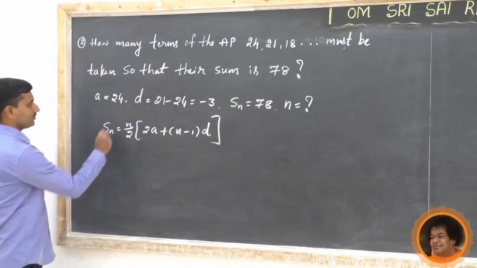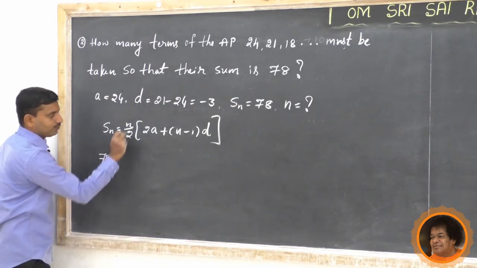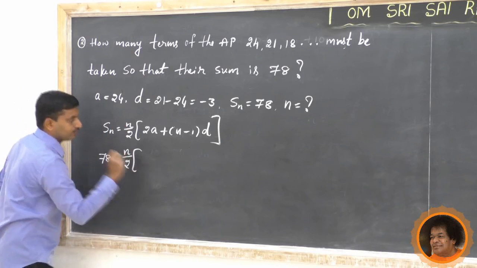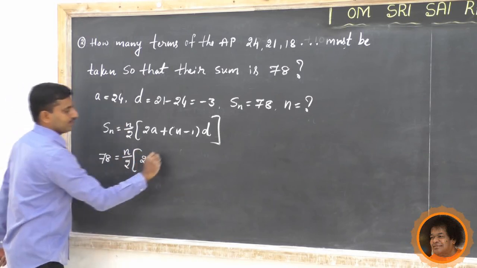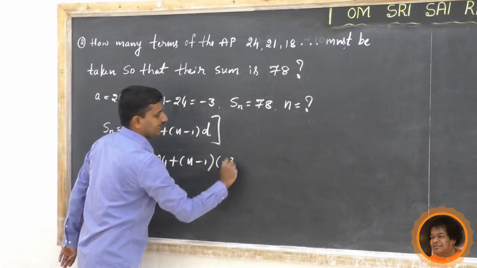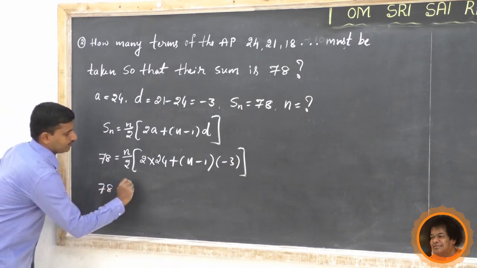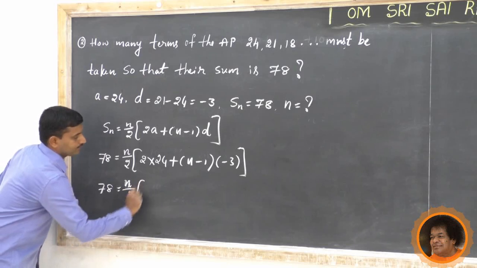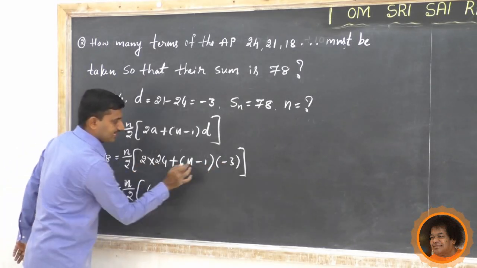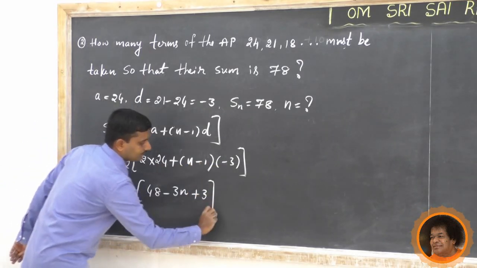Next, substitute the values. Sn value is already given, that is 78, equal to n by 2 into 2 into a, that is 24, plus n minus 1 into d value, that is minus 3. We have to find the value of n. So 78 equal to n by 2 into 24 into 2, that is 48, minus 3 into n, that is minus 3n, minus into minus plus 3. Now simplify.